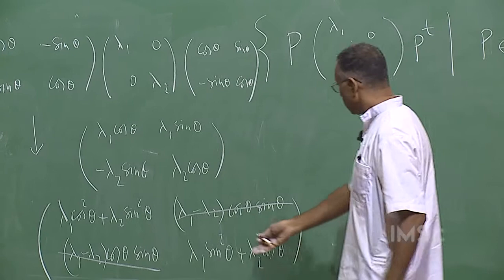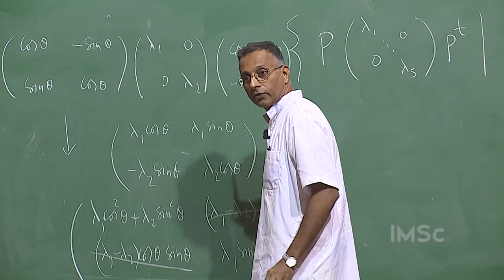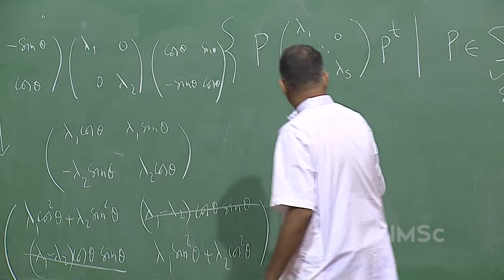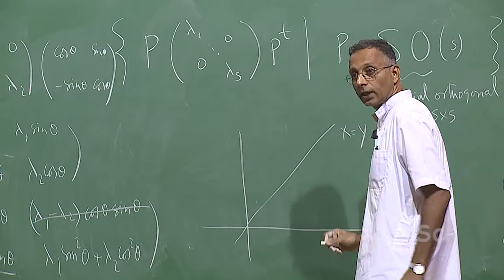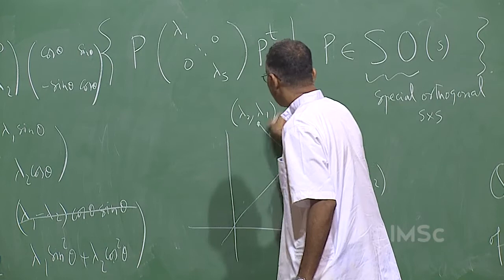Lambda 1 and lambda 2 are fixed. As you vary theta, this is a set in R2. Okay, now it's not very hard to see this. This is the line x equal to y. I'm drawing the picture in R2 of the image. So I take here lambda 1, lambda 2. And the reflection here in the line is lambda 2, lambda 1.